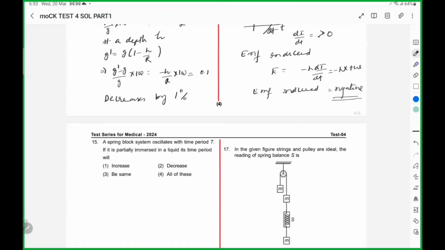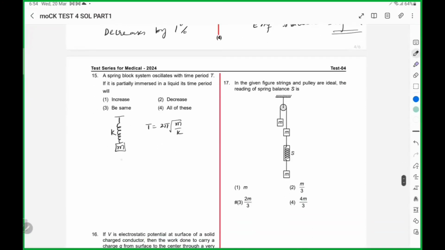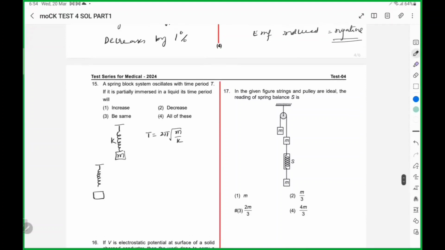So the next question. When the spring block system oscillates with a time period, this is a known derivation for us. Mass m, spring constant k. Time period is 2 pi root m by k. So now in the next case, this block is partially immersed in a liquid. Let us say to some height h it is immersed in a liquid. Then what will be its time period?